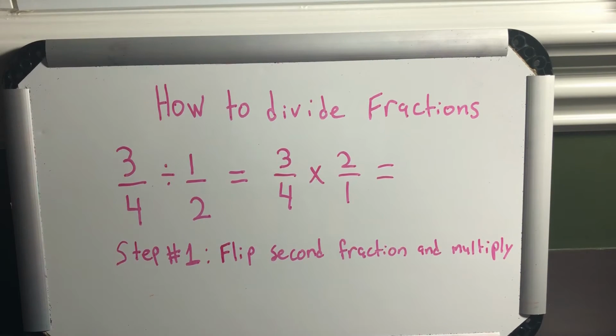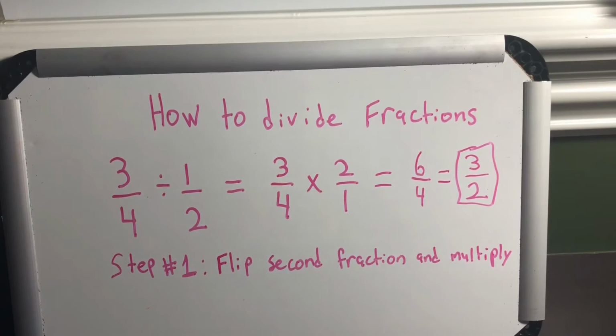Okay, now that we've flipped the second, or gotten the reciprocal of 1/2, which is 2 over 1, we can now multiply the numerators and then multiply the denominators to get our final fraction. After fully reducing, we find out that our final fraction is 3 over 2.